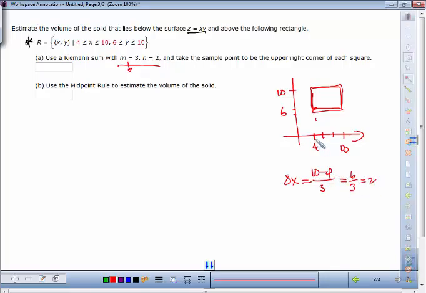So every 2 spaces over here, your delta x is going to be a measure of 2. So 4 plus 2 is 6, plus 2 is 8, plus 2 is 10. That fits nicely.